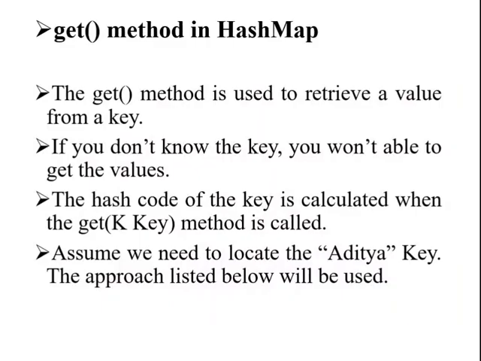Then next one is the get method in HashMap. The get method is used to retrieve a value from a key. If you don't know the key, you won't be able to get the value. The hash code of the key is calculated when the get(key) method is called. Assume we need to locate the Aditya key. The approach listed below will be used.